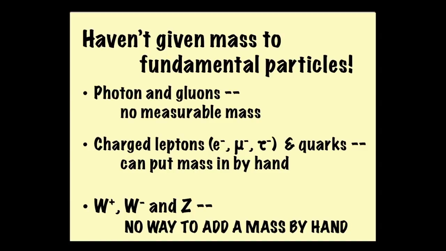The charged leptons and quarks, you could actually put it in by hand if you wanted to, but the W and the Z, these particles that were predicted and discovered in the 1970s, there's no way to add mass by hand without breaking the model, without making the model not make sense. When you do a calculation with the model, it would give you the wrong answer no matter how hard you tried.